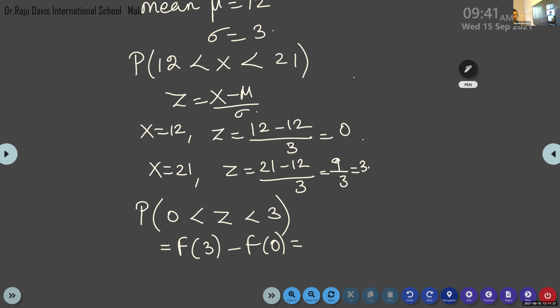What is F of 3? Karthik, give the value of F of 3. 0.9986. F of 3. Okay. So 0.9986 minus F of 0.